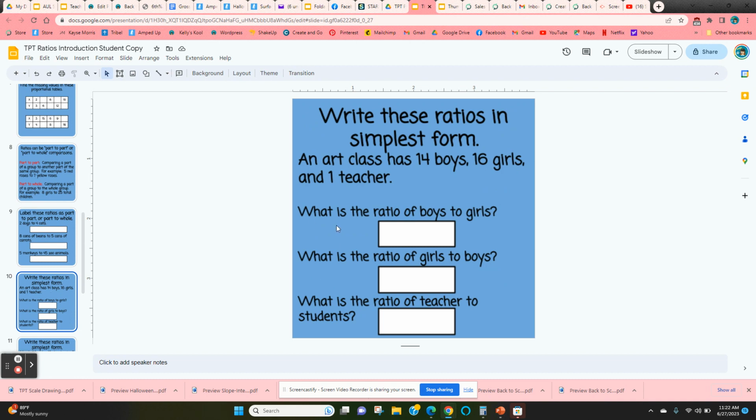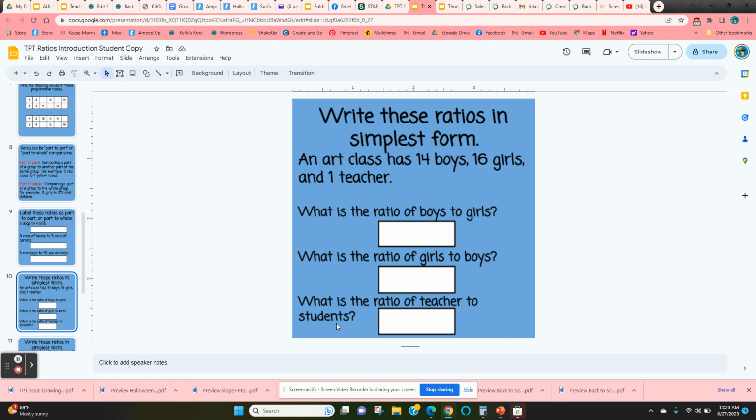The next one, they're going to type in the ratio. So the ratio of boys to girls, 14 to 16. But make sure they simplify. So they need a simplified ratio of 14 to 16. Girls to boys would be 16 to 14, but simplified, so just divide by 2.